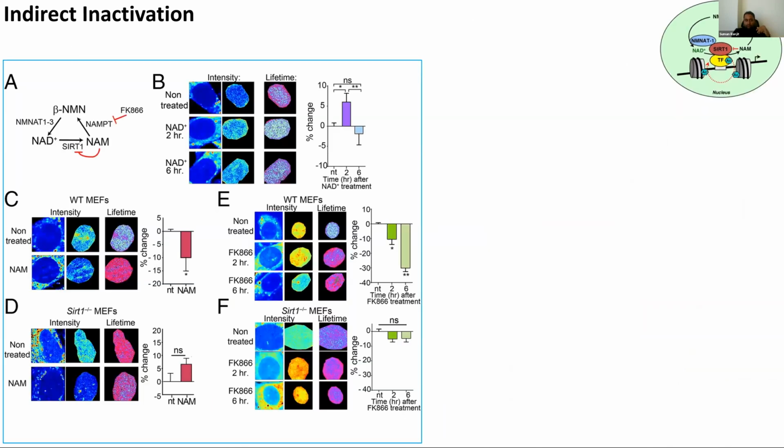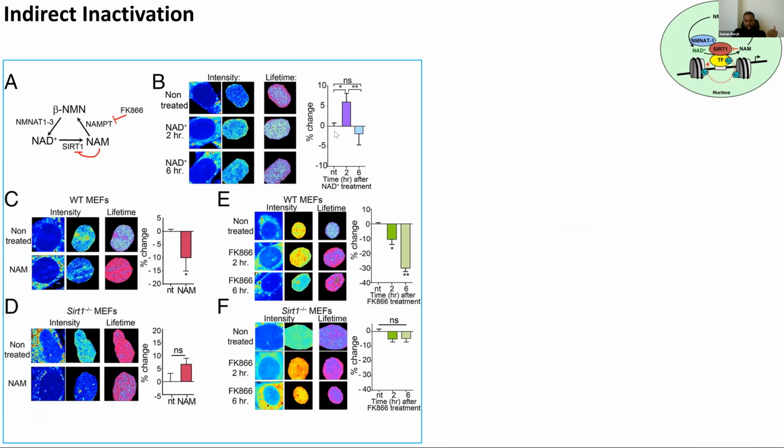Now we can look at that through the indirect inactivation. So again, we block these different pathways, and we can see with NAM, you see more oxidative phosphorylation. But in negative cells, SIRT1 negative cells, you don't see anything.